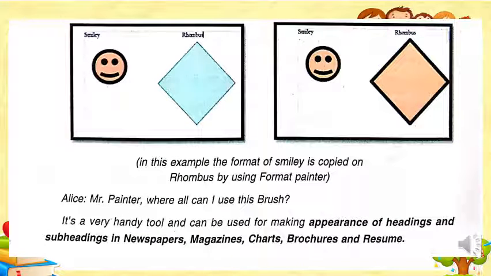Now in this example, the format of the smile is copied onto the rhombus by using the format painter. Then Ali says, Mr. Painter, where all can I use this brush? So it's a very handy tool and can be used for making the appearance of headings and subheadings in newspapers, magazines, charts, brochures and resumes.